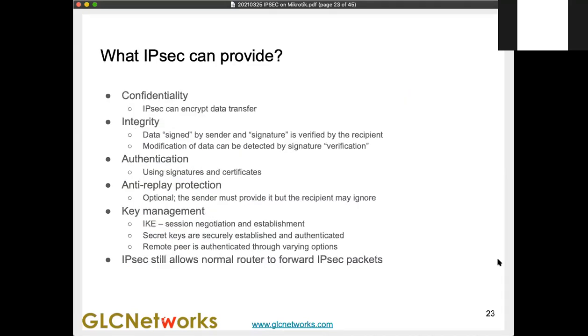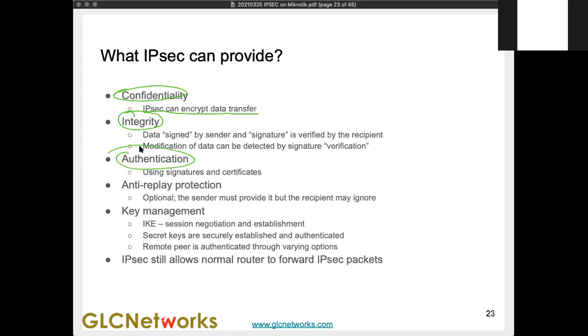What can IPsec provide? First is confidentiality, which means when you see the packet, the data is encrypted. So IPsec can encrypt. Then integrity: they use a hash algorithm. If you change something, the hash will be different, and then we know that the data was changed during the transfer from A to B.